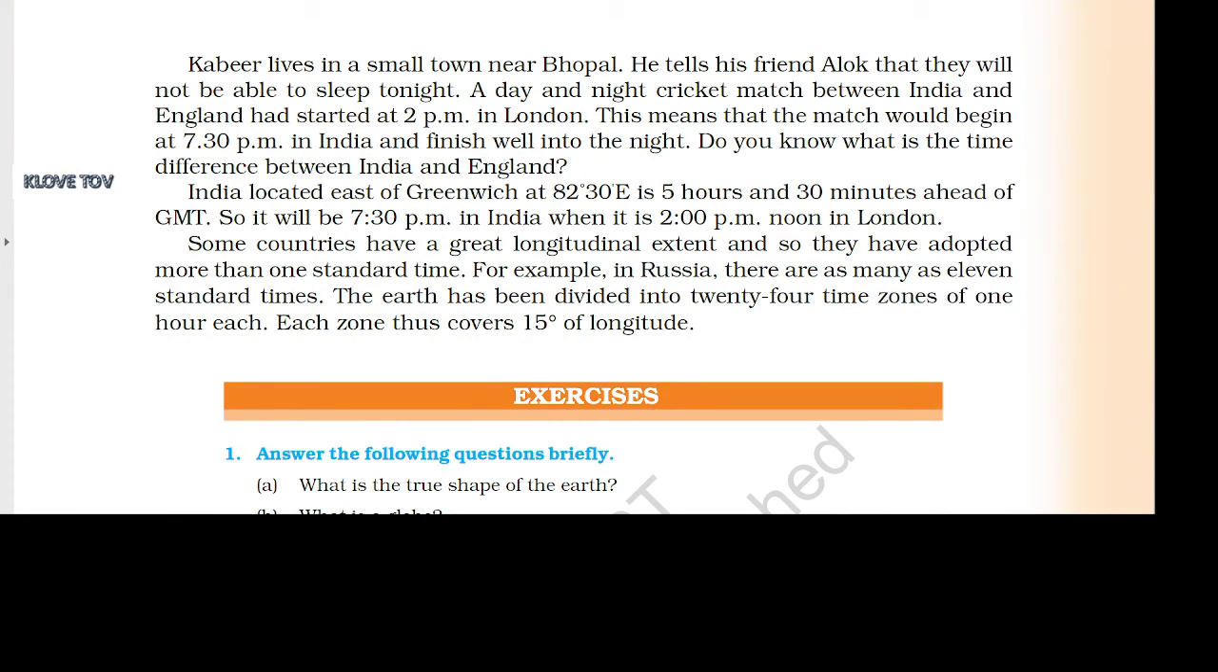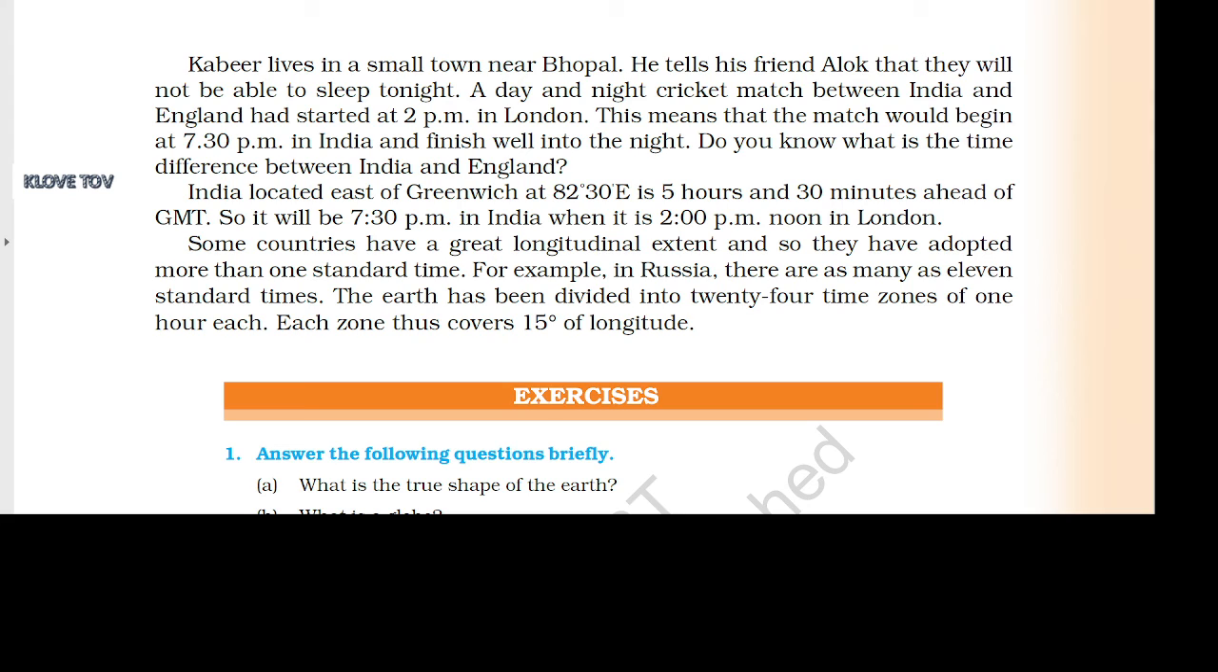Kabir lives in a small town near Bhopal. He tells his friend Alok that they will not be able to sleep tonight. A day and night cricket match between India and England had started at 2 p.m. in London. This means that the match would begin at 7:30 p.m. in India and finish well into the night. Do you know what is the time difference between India and England? India, located east of Greenwich at 82 degree 30 east, is 5 hours and 30 minutes ahead of GMT. So it will be 7:30 p.m. in India when it is 2 p.m.